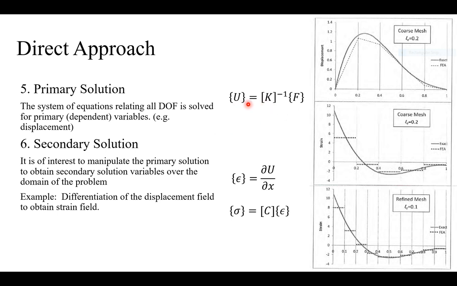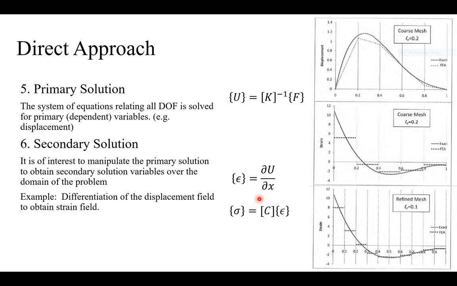So you can see that we just multiplied every side by the inverse of the stiffness matrix and we got U is equal to inverse of K times F. So that's the primary solution. That's what we get directly. And then after that, if I take the derivative of the displacement that I found, I would get strains. If I multiply it by the elasticity tensor, I will get stresses. But they are not as accurate. So you need more number of elements to get accurate results for the secondary solution.